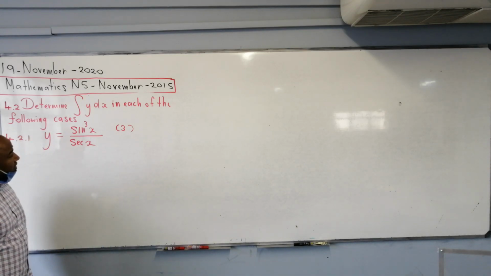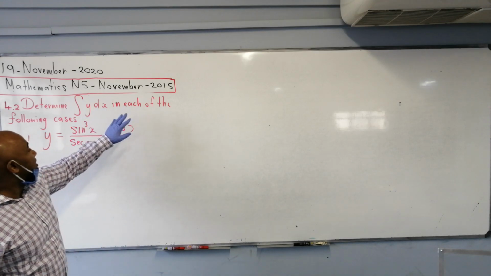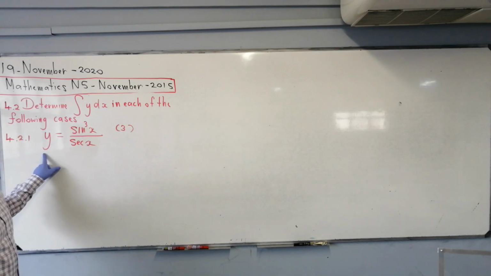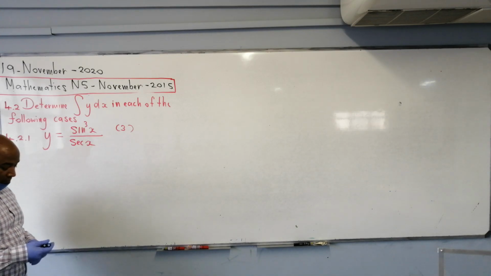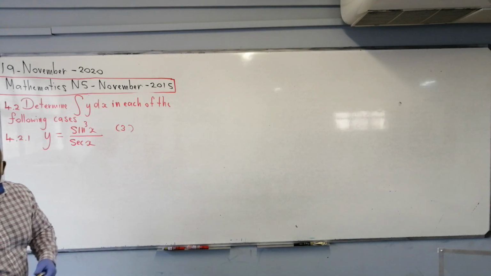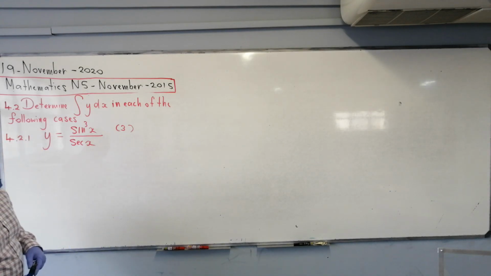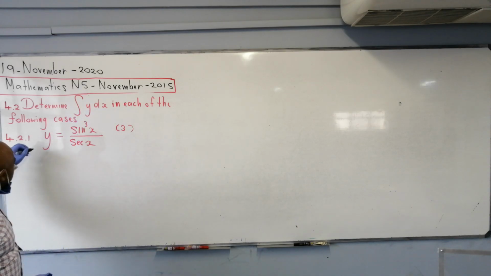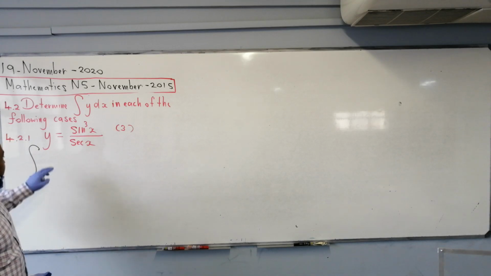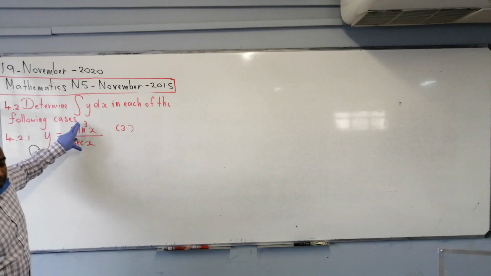Now, here, this question. Determine the integral of y dx in each of the following cases, and you're given the question as y equal to. So when this is the question paper, when you are answering this question, you will not write down y is equal to. You must write down the integral of y dx. That means you're going to put your integration sign, and you will not write down y, you will write down what the value of y is.